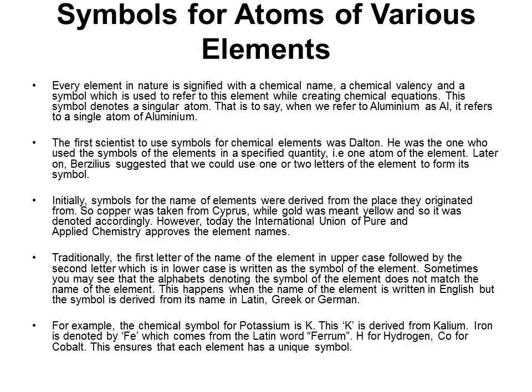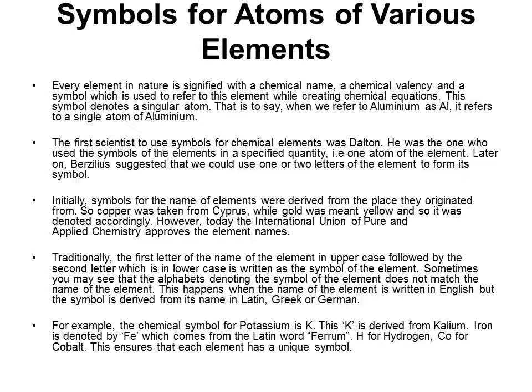The first scientist to use symbol for chemical element was Dalton. He was the one who used the symbol of the elements in a specified quantity, that is, one atom of the element. Later on, Berzelius suggested that we could use one or two letters of the element to form its symbol. Initially, symbols for the name of elements were derived from the place they originated, like copper was taken from Cyprus, while gold was mint yellow, and so it was denoted accordingly. However, today the International Union of Pure and Applied Chemistry approves the elements' names.